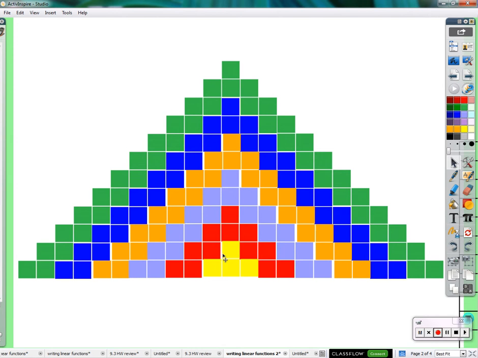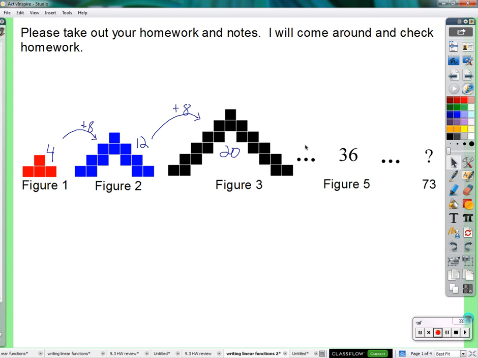So, someone explain to me what their process was for getting from figure three's 20 squares to figure five's 36 squares. Someone explain to me how they figured that out. Zach? Well, I did eight times five and then subtracted four. That's what you did the very first time? No. Okay, the very first time, what did you do to figure out that there are 36 blocks in figure 5 when you knew there are 20 in figure 3? Well, I figured out that it goes up by 8 every time. Okay. And then I did 8 times 5. And then I figured out that you have to subtract 4.